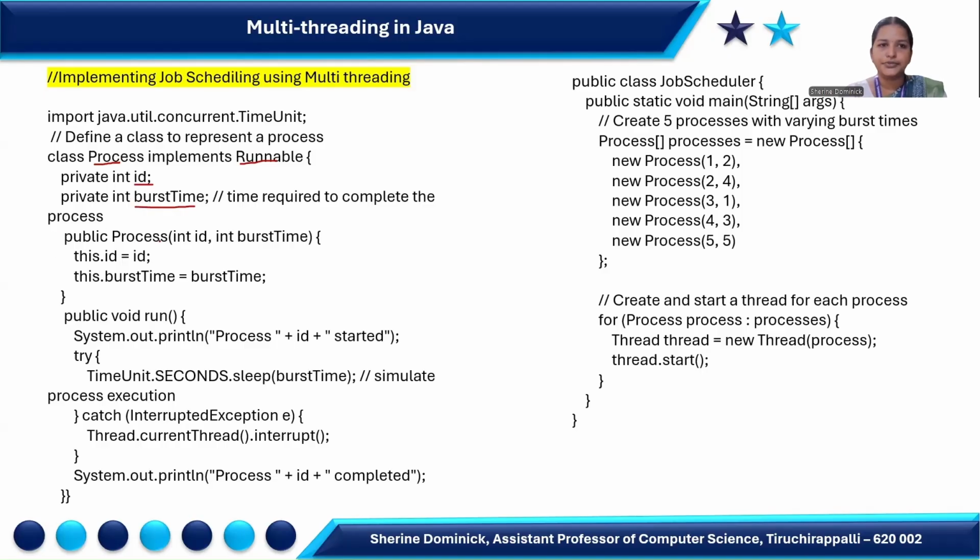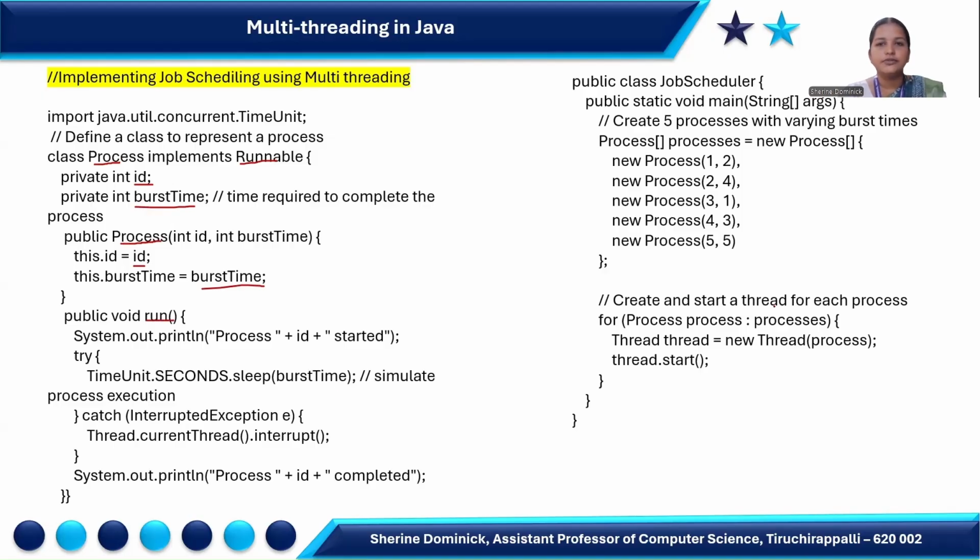Now we have a constructor called Process in which I'm assigning ID and burst time to the variables, just to get the current values. Next, I call upon the run function.